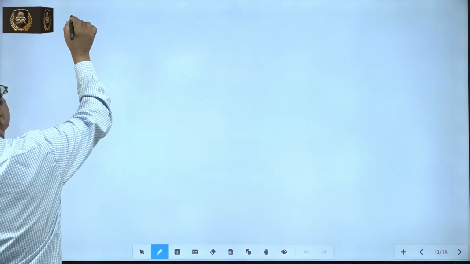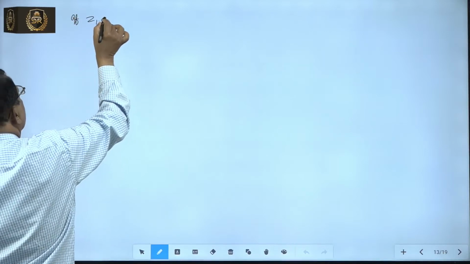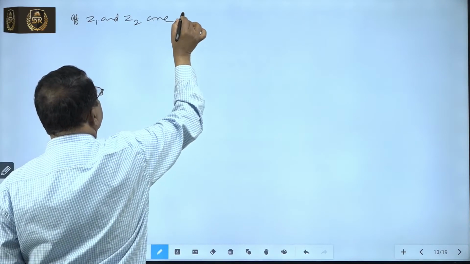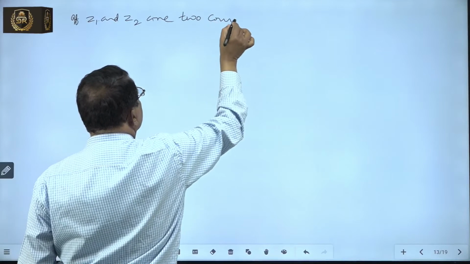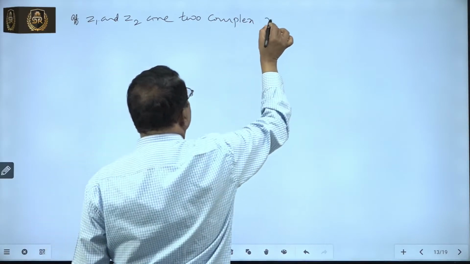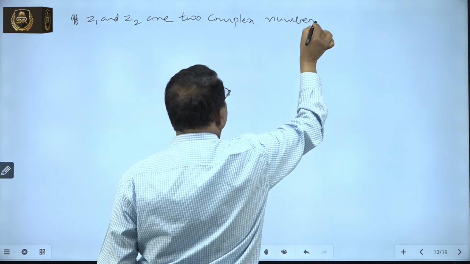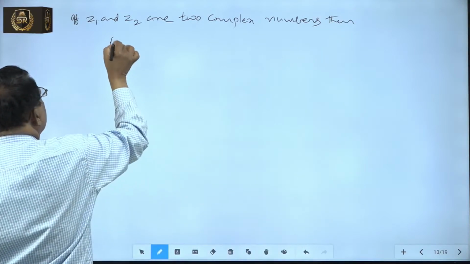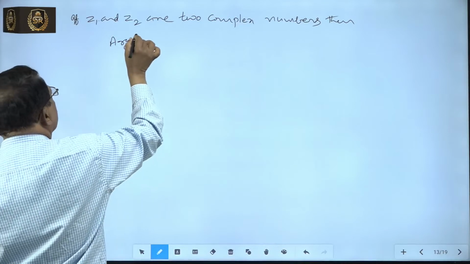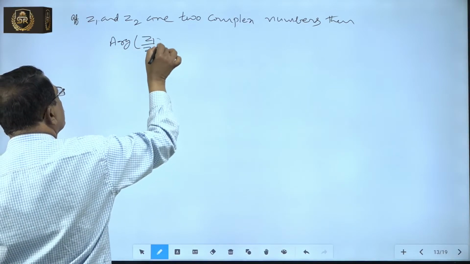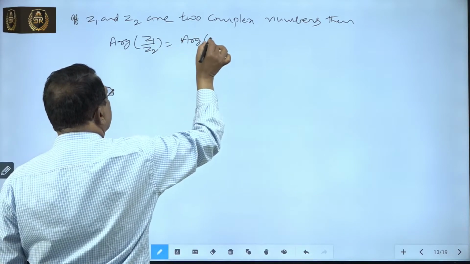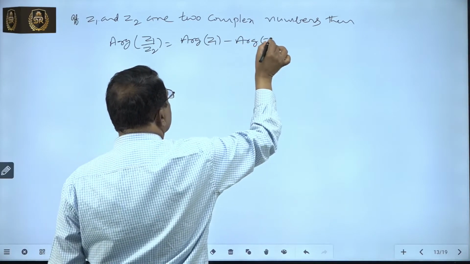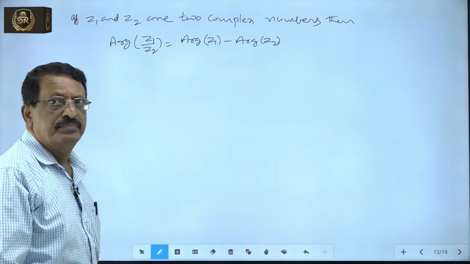Next, if Z1 and Z2 are two complex numbers, then argument of Z1 by Z2 equals argument of Z1 minus argument of Z2.